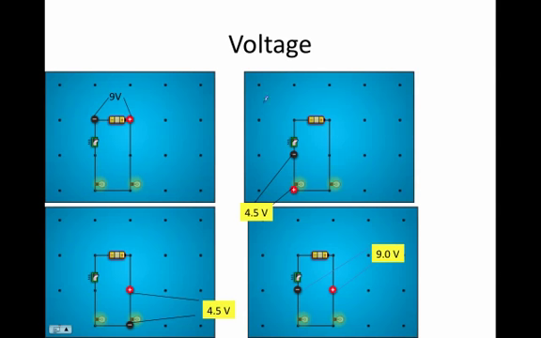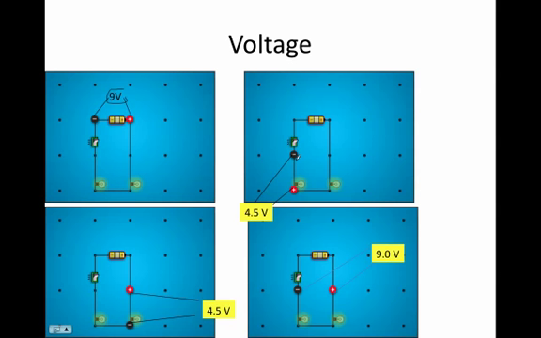Let's talk about voltage. Again, when you measure voltage, you have to make sure you're hooking it in parallel. So if we measure voltage across the battery, a 9-volt battery, we should have gotten 9 volts. Then we take our voltmeter and we go to different spots along the circuit.